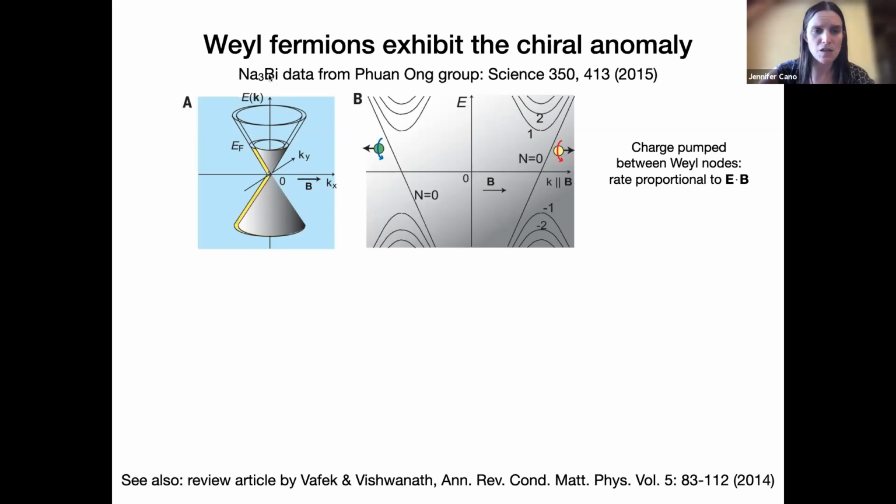Sodium bismuth is actually a Dirac material, but in a magnetic field with a Zeeman term, the Dirac point, which I'll talk about in a bit, splits into two Weyl points. So for now, let's just treat this as a Weyl material. The important thing here is that I want to talk about Landau levels for Weyl fermions.